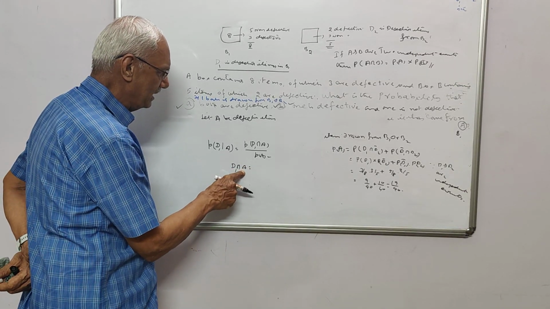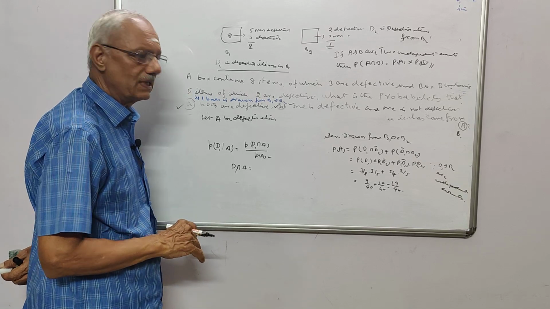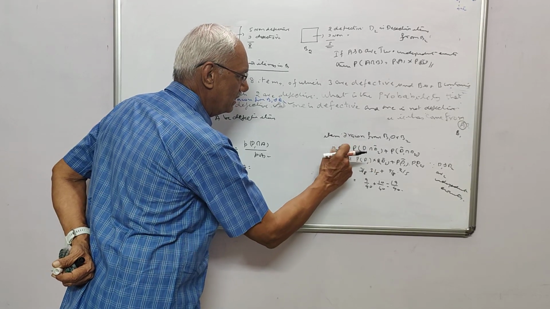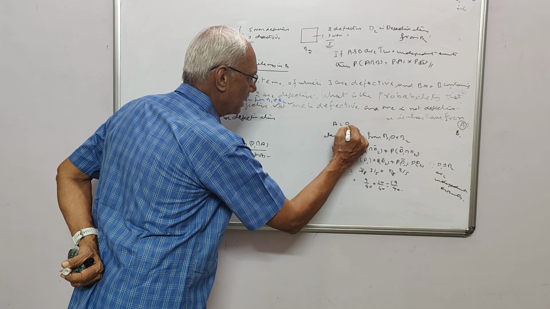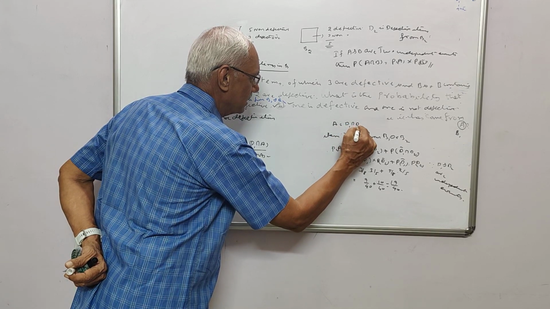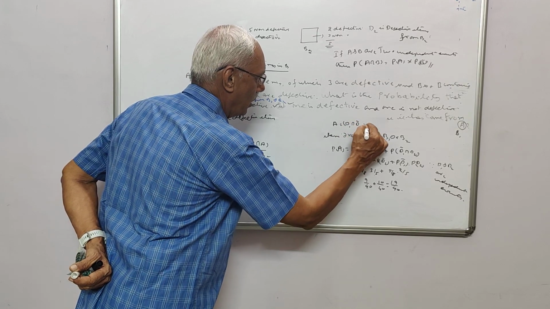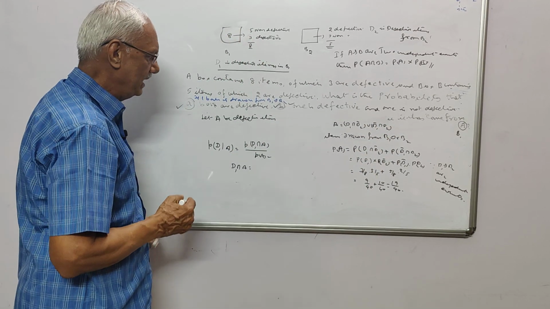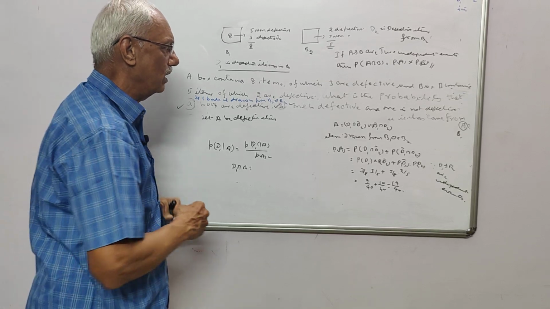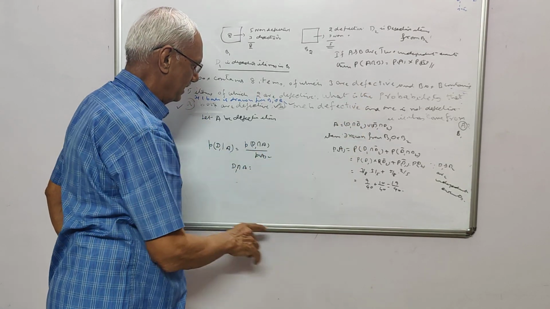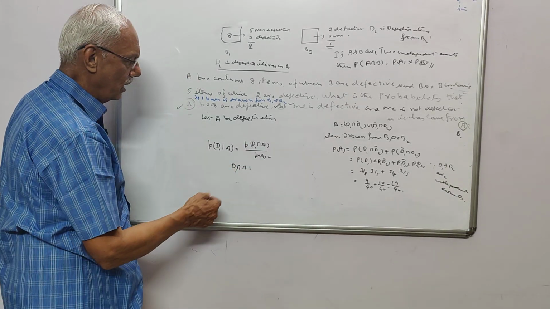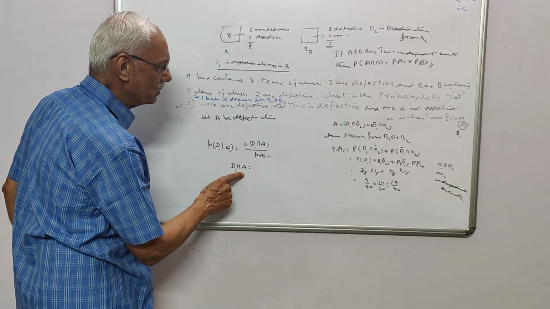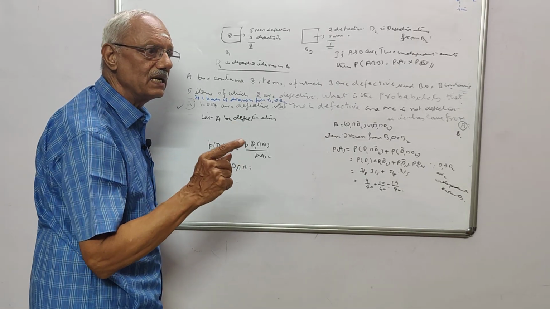What is the meaning of D1 intersection A? A is D1 intersection D2 bar or D1 bar intersection D2. This is the meaning of that. So your A is nothing but D1 intersection D2 bar or D1 bar intersection D2. So this is what you get here. Now this A refers to a defectiveness.